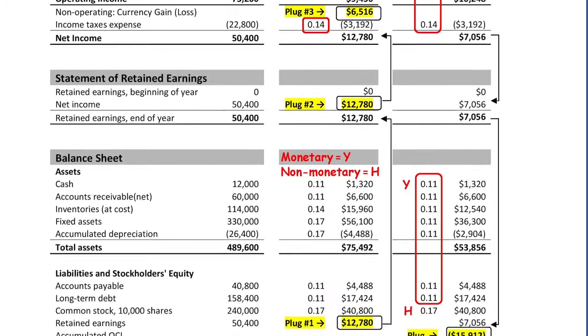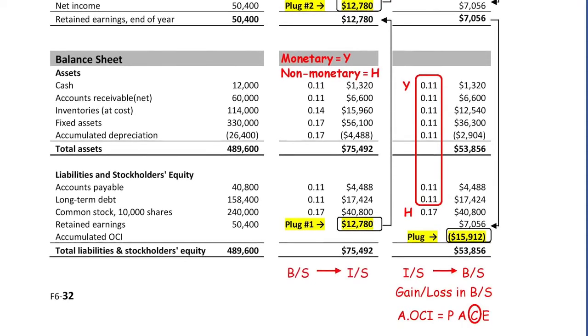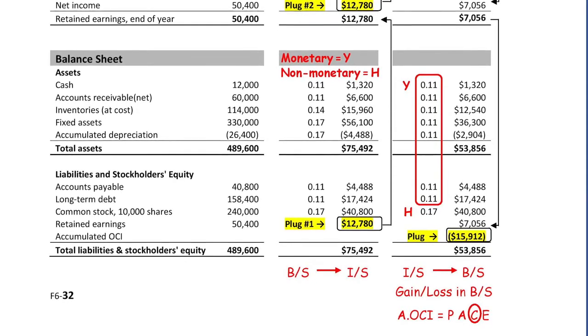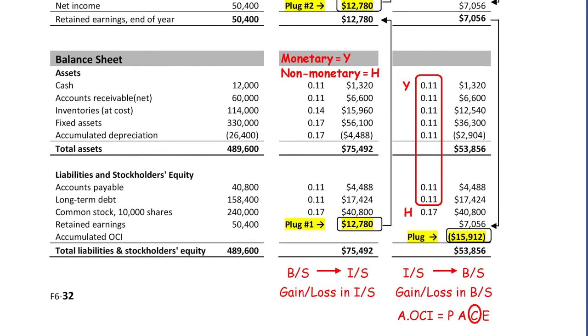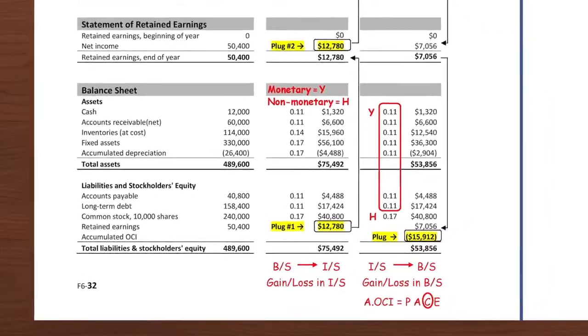Now on the bottom of the column for remeasurement, write balance sheet to income statement and write gain or loss in income statement. So the gain or loss on remeasurement, that's on the income statement, and that's the reason we are moving from balance sheet to income statement. In case of translation, we had moved from income statement to balance sheet because the gain or loss on currency translation, that was on the balance sheet, accumulated OCI.